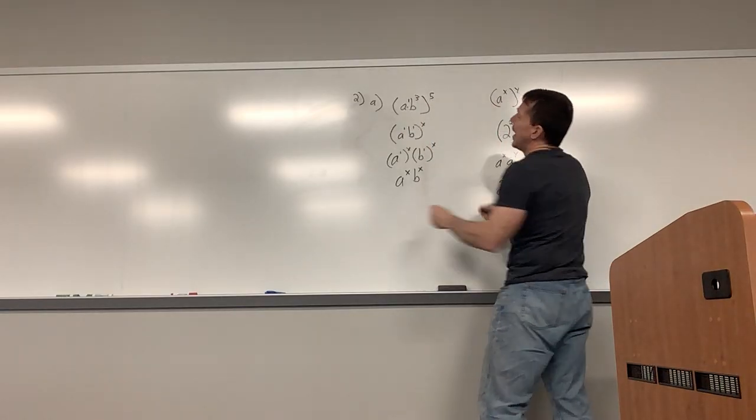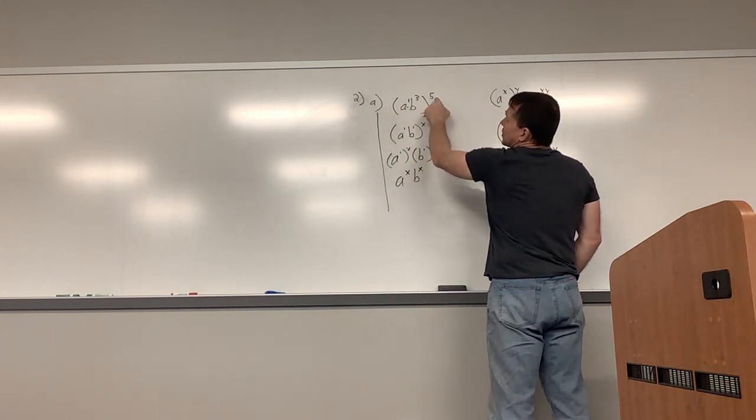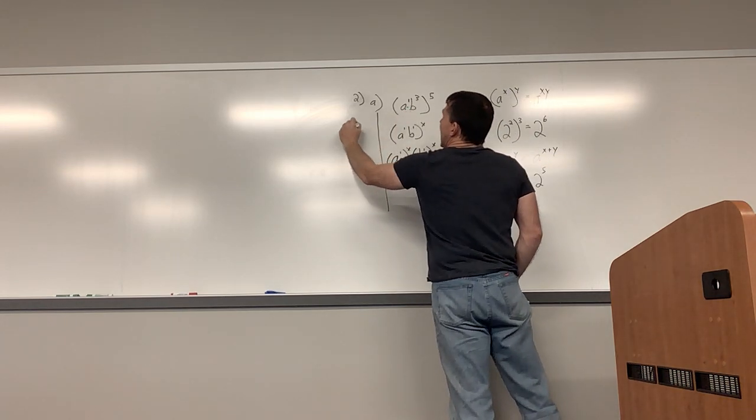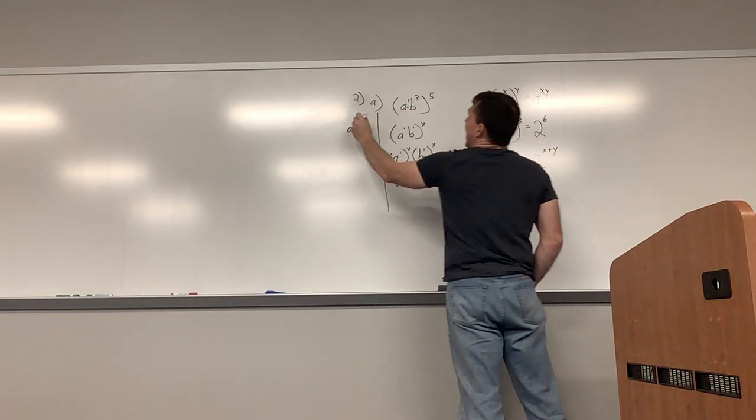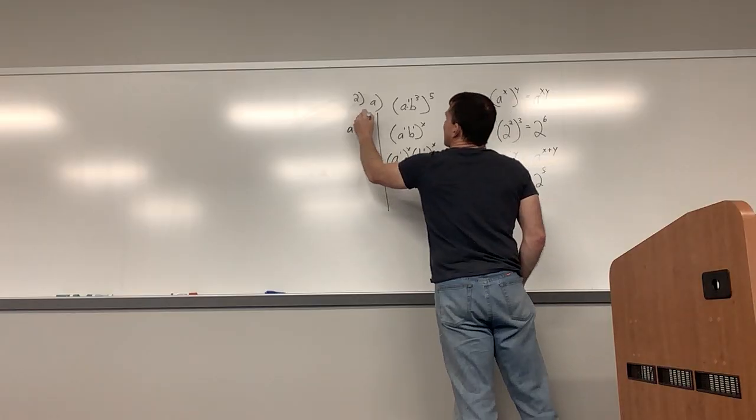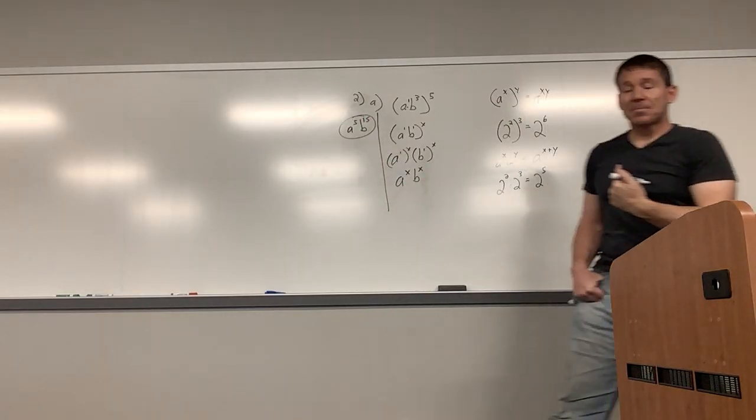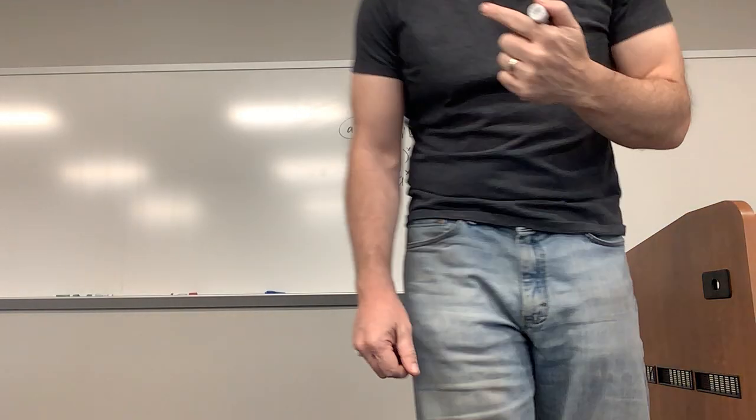So now I can apply my rule. I'll do it right here. This is an exponential raised to a power. So I get a to the 1 times 5, 5. B to the 3 times 5, 15. And that's my answer. And again, all we're doing is, I'm making sure this is clear.